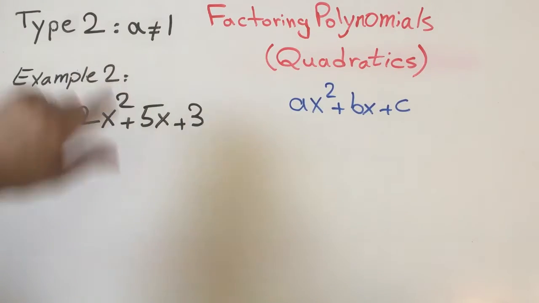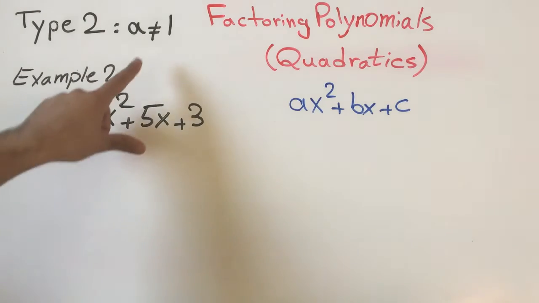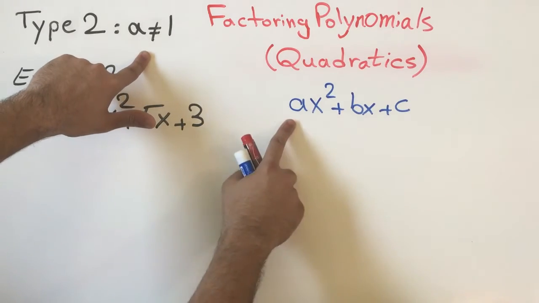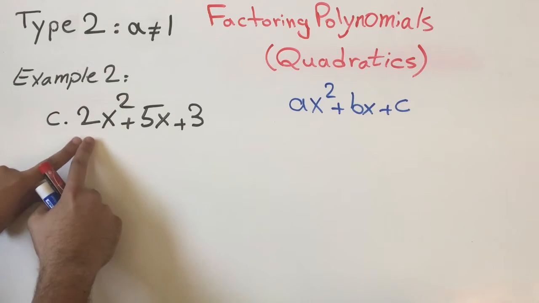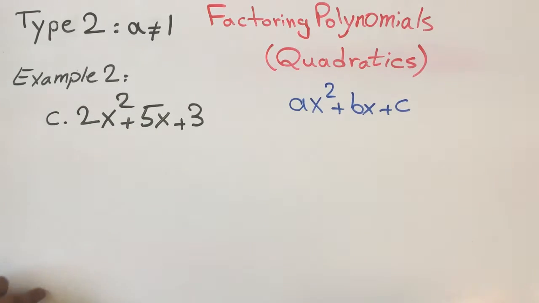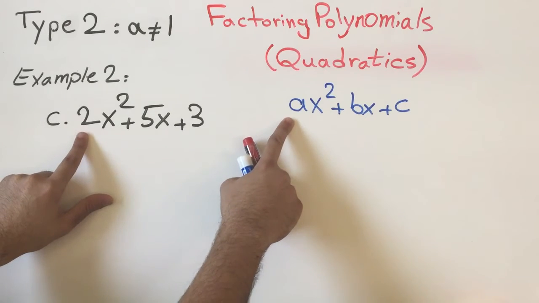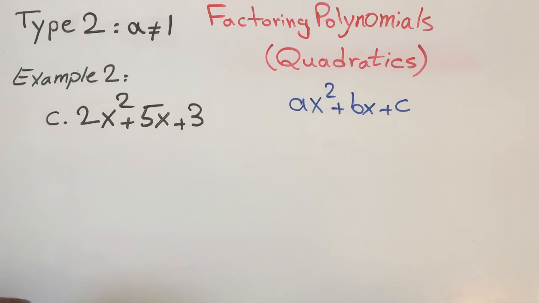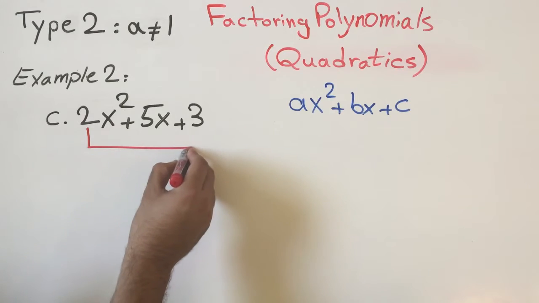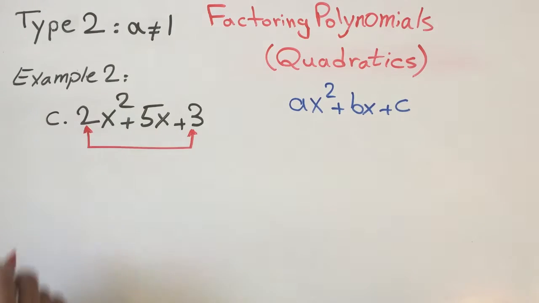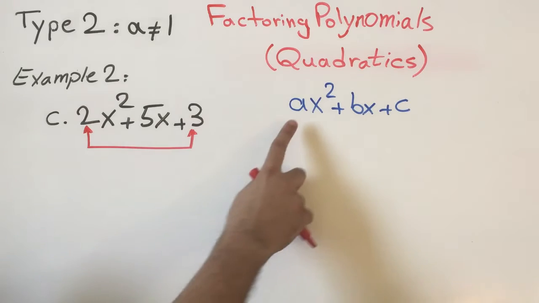Okay, let's talk about the type 2 version, where a is not 1. Your a is not 1. So for example, here in example number 2, part C, we have 2x squared plus 5x plus 3. So here, as you see, your a is not 1. So what should we do in these cases? The first step is a little bit different from the type 1 questions. The first step is actually multiplying A and C. So first you have to multiply these two numbers, A and C.